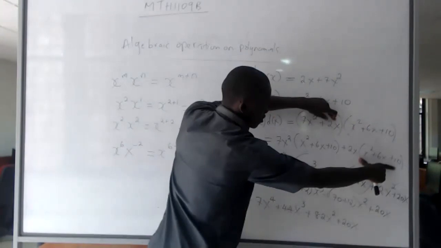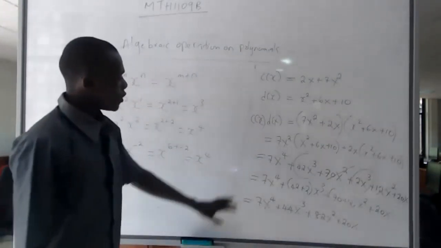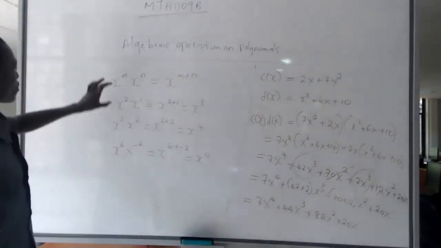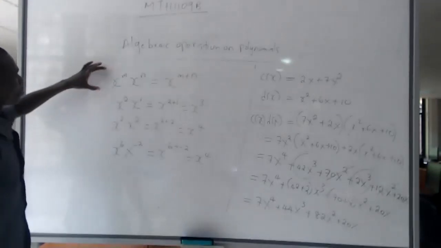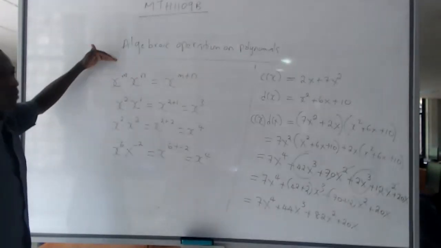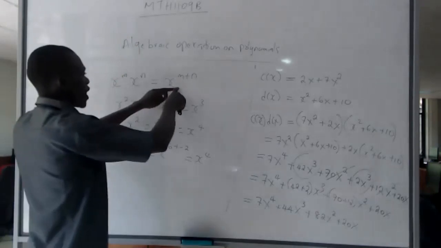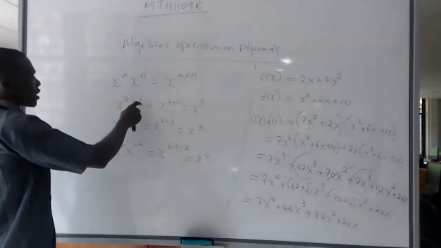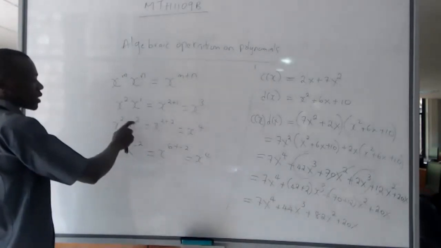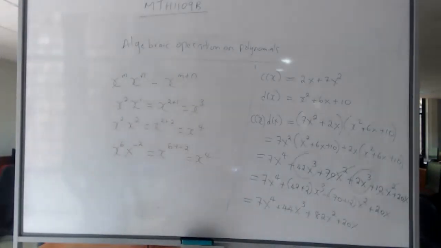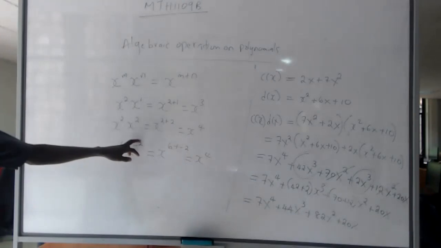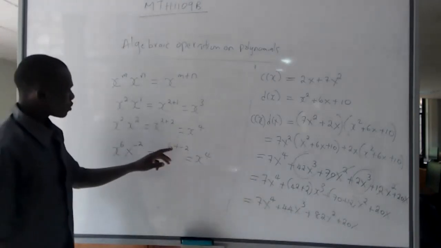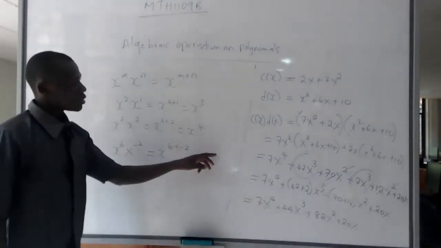And then now I take 7x times all the terms on the right-hand side plus 2x times all the terms on the right-hand side. And then you open brackets, and you also take note that when you're multiplying two monomials with order m and n, your result will have a sum of the exponents. So x times x squared is x cubed. X squared times x squared is x to the 4. X to the 6 times x to the minus 2 is going to be x to the 6 minus 2, which is x to the 4.